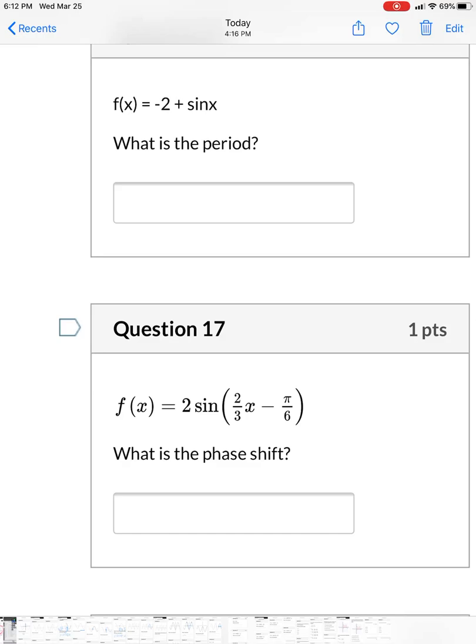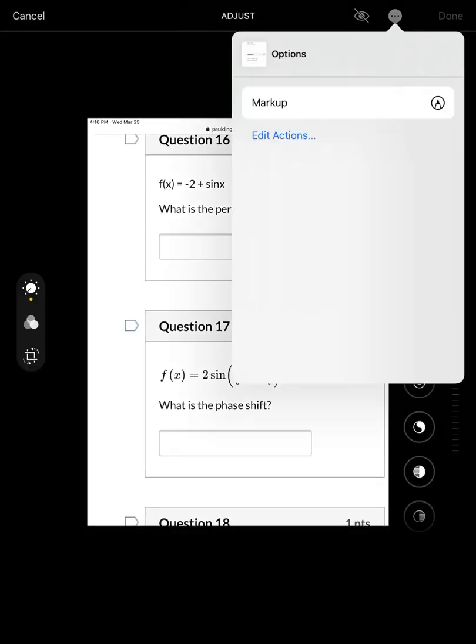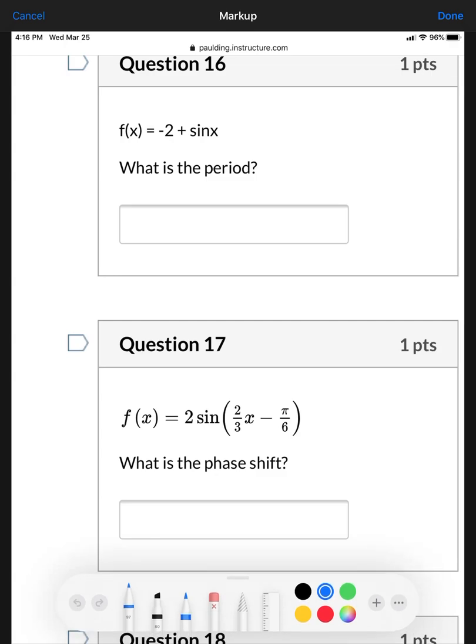Okay, got 16 and 17 on the same one for you. Okay, the period. The period is 2 pi over b. What is b? It's the number in front of the x, which is 1. So the period's 2 pi.